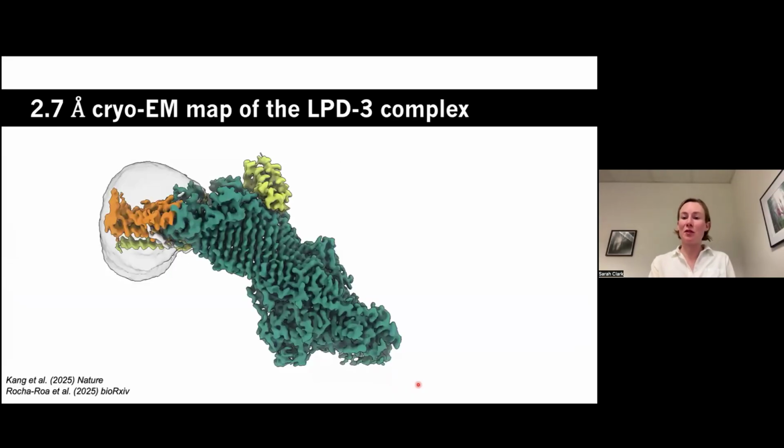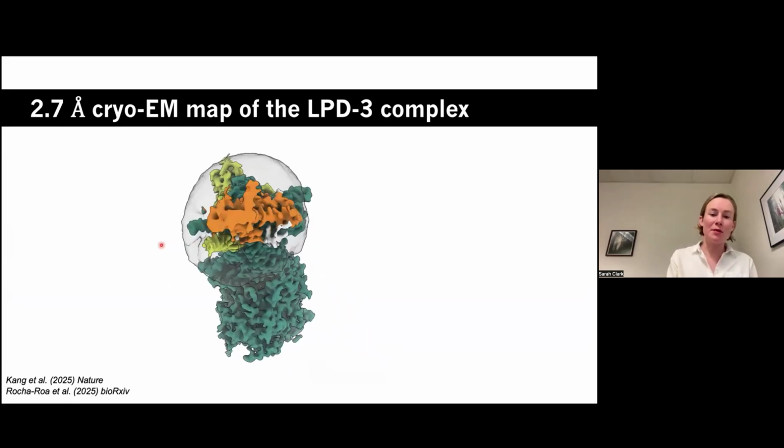And this is what the map looks like. So in green is LPD-3. You can sort of begin to see the twisting architecture of the tunnel here in the beta strands. And in orange and yellow are auxiliary proteins. And this transparent blob is the detergent micelle. And you can sort of see in some orientations, lipids are shown in light gray, like here.